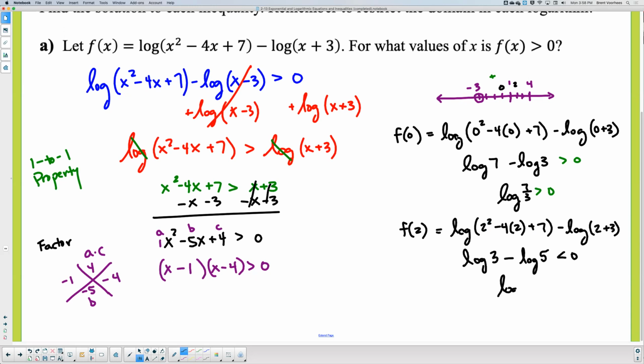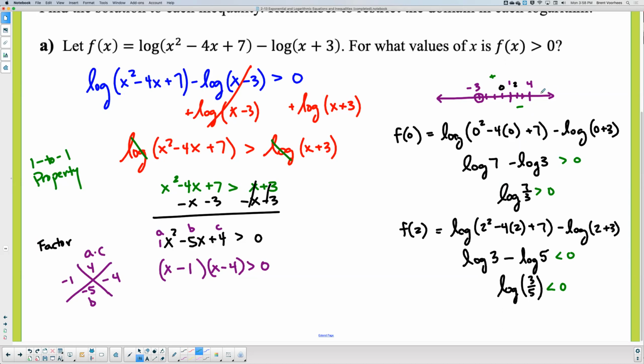Again, you could rewrite this as log of 3 over 5. And that is, let me change colors here. This is going to be less than 0 because again, this is growth. That's log base 10. That's growth. So 3 is going to be underneath log 5. That is less than 0. So in this range, we have negative values. So that's not going to be part of our answer.